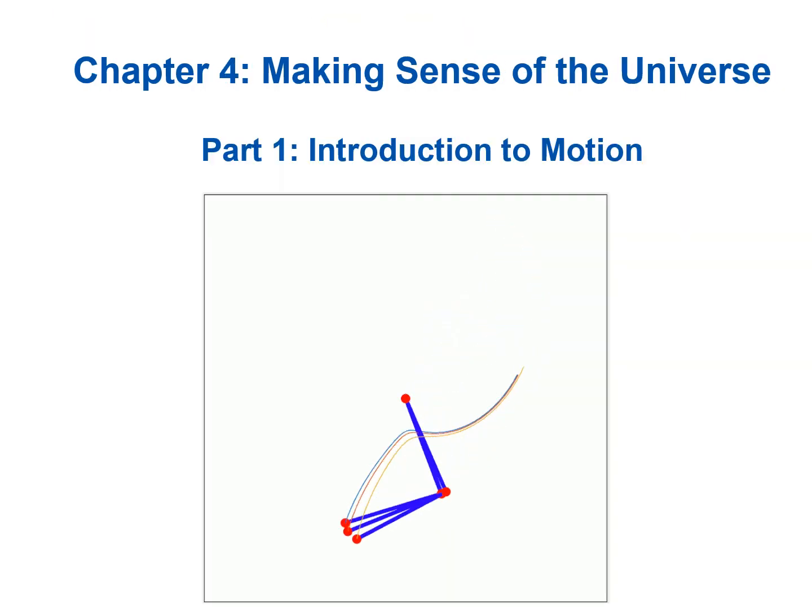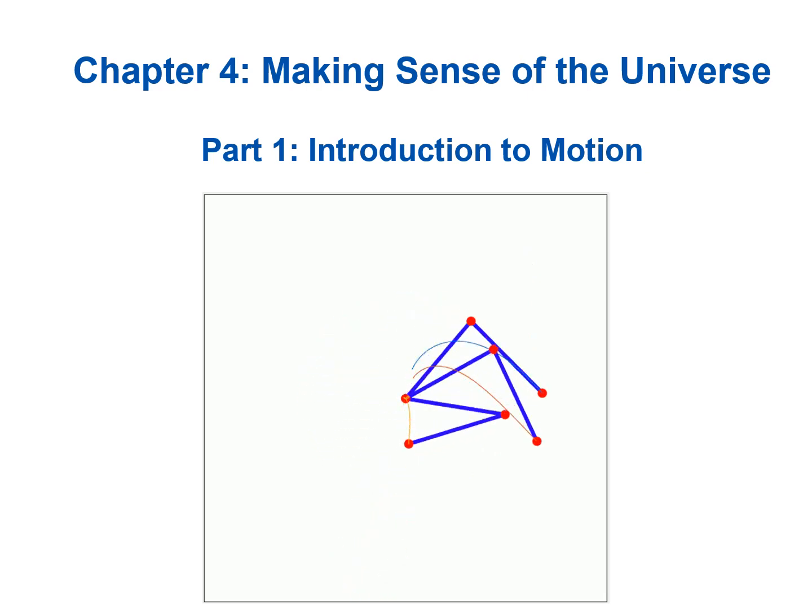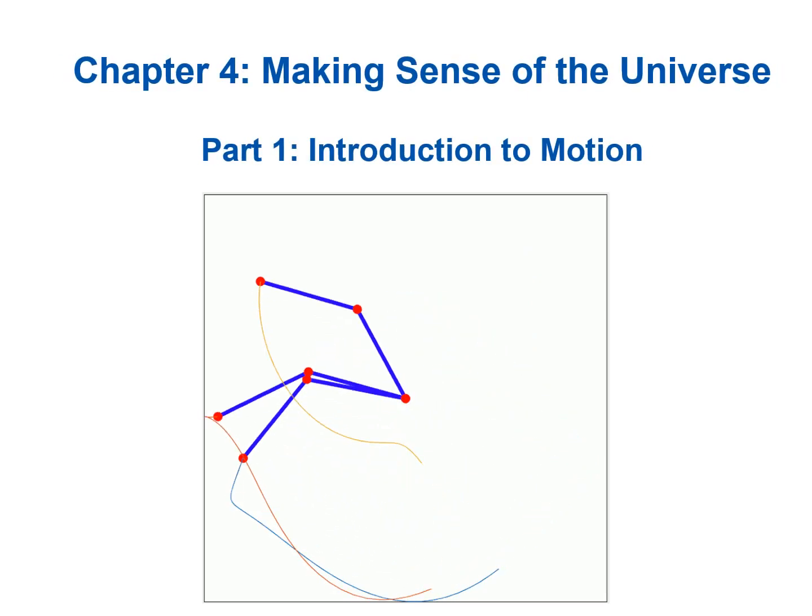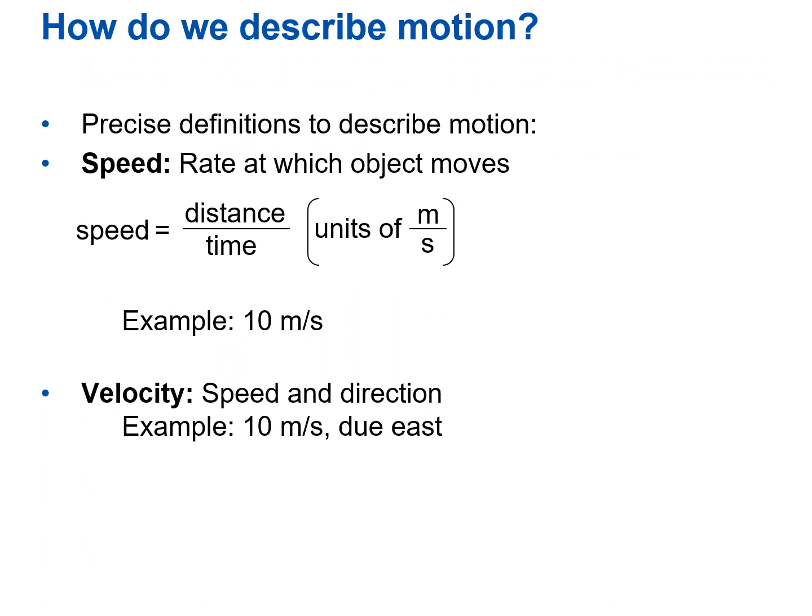Chapter 4, Part 1, Introduction to Motion. How do we describe motion? In science, we need precise definitions to describe motion. So I'll introduce some words to you, and those words have slightly different definitions to what we're used to using in everyday language, but we have to make sure that we're defining our words properly. It is important for our understanding of motion.